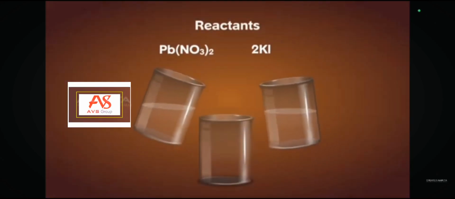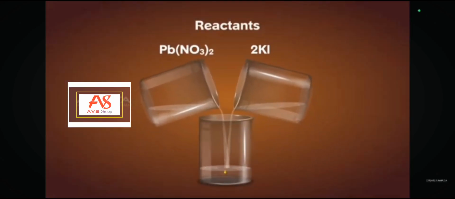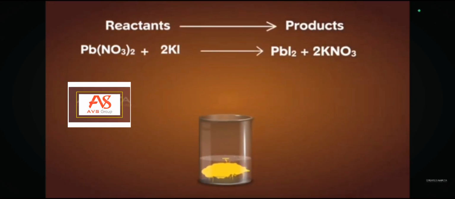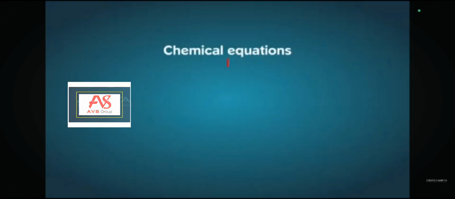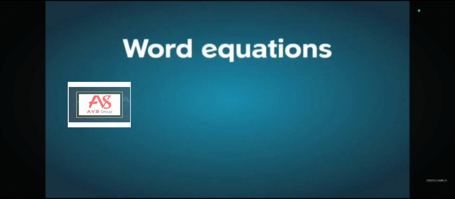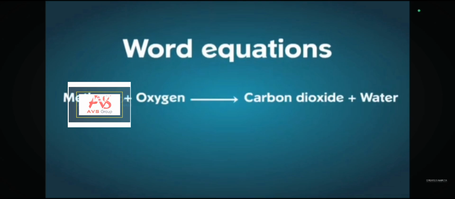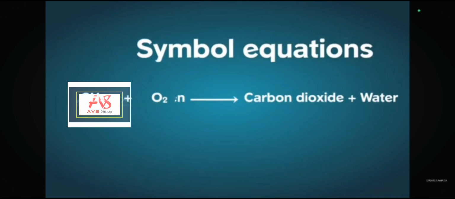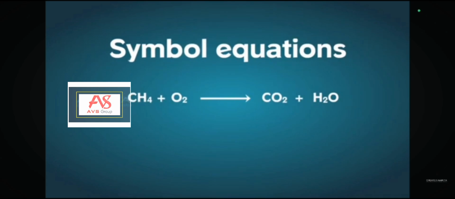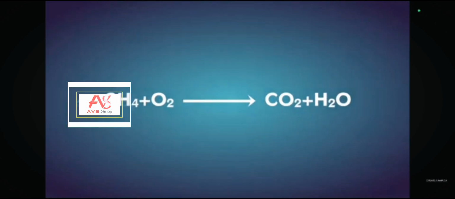Chemical reactions are also explained through equations. Equations link the reactants with the products. Chemical equations are of two types: word equations and symbol equations. In a word equation, the names of the reactants are linked together with those of the products. But in a symbolic equation, these are described using symbols and formulae of the reactants and products.